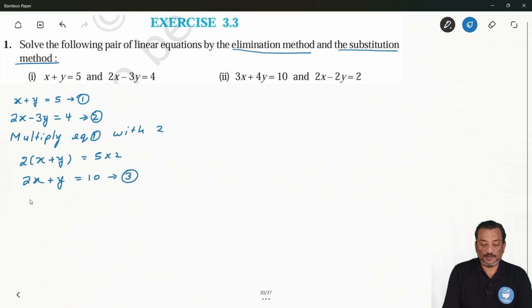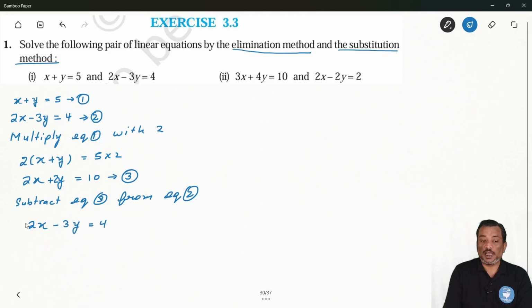Now after all this, 2y will come. We can subtract equation 3 from equation 2. So equation 3 we have to subtract from equation 2. First we write equation 2: 2x minus 3y is equal to 4. And equation 3, which we have to subtract: 2x plus 2y is equal to 10.